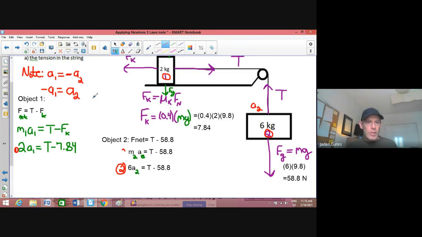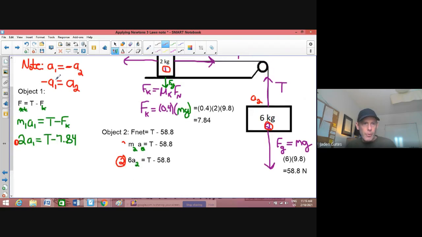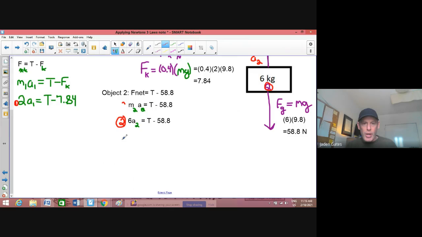All right, so now here's what I'm going to do. I'm going to keep this equation, but now I'm going to substitute in here, instead of an A2, I'm going to replace it with a negative A1. So now this second equation becomes negative 6 A1. I just moved the negative sign in front of the 6, is equal to T minus 58.8. All right. So again, now I got 2 equations, 2 unknowns. Little grade 10 math coming your way. 2 equations, 2 unknowns. I'm going to solve systems of equations here.